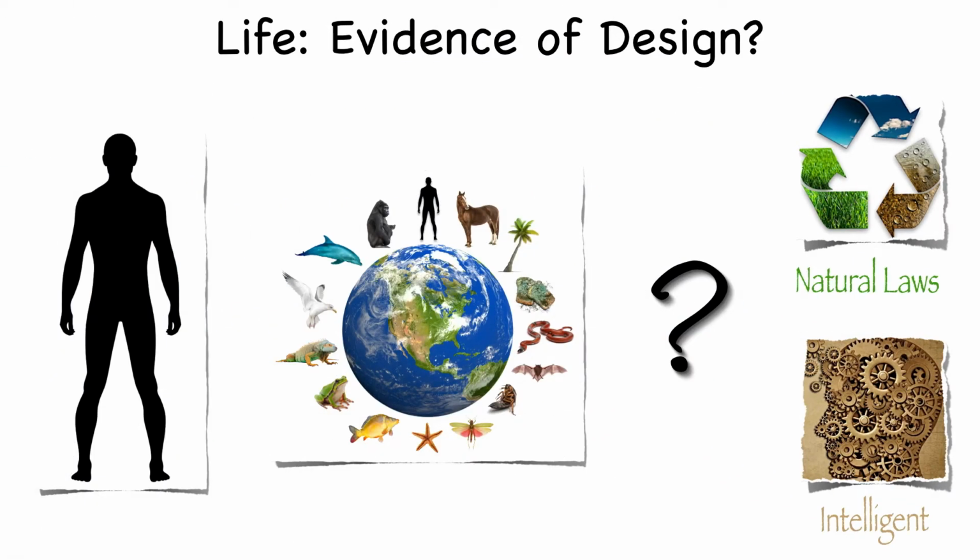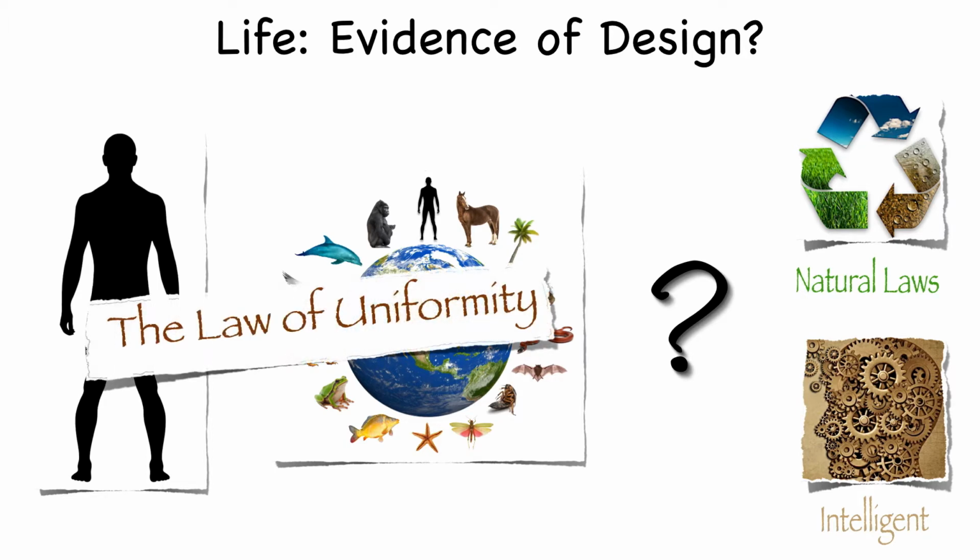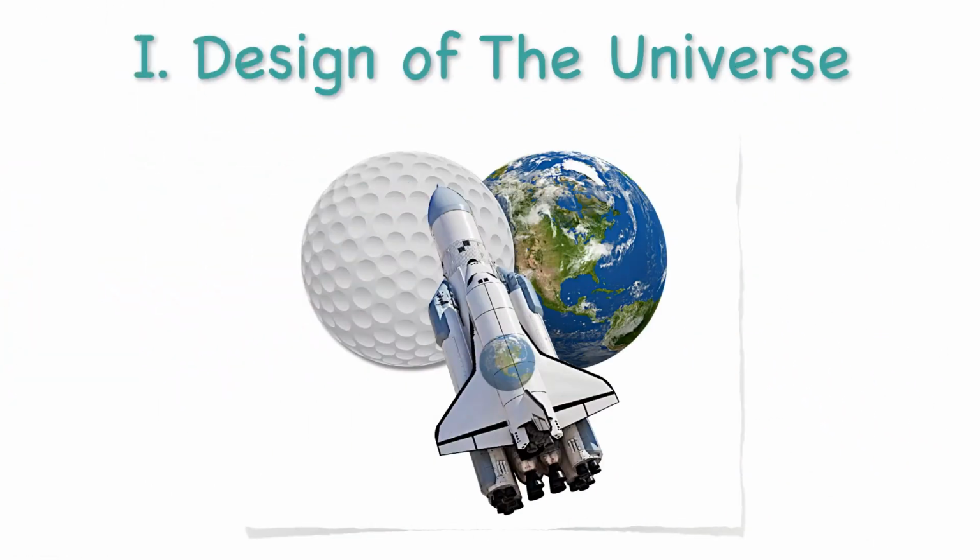The same with all life forms here on Earth. Were they caused by nature at work, or do they exhibit evidence of intelligent design? Again, we'll discover in our next video, by applying the law of uniformity, that life on our planet exhibits strong evidence of intelligent design. Okay, let's get started on part 1 of our teleological argument, the design of the universe.